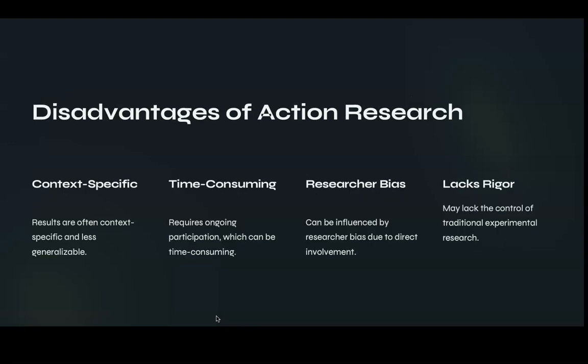The disadvantages of action research are that the results are often context specific and may not be generalized, it requires ongoing participation, which can be time consuming, it can be influenced by researchers' bias since the researcher is often directly involved, and it may lack the rigorous control of traditional experimental research.